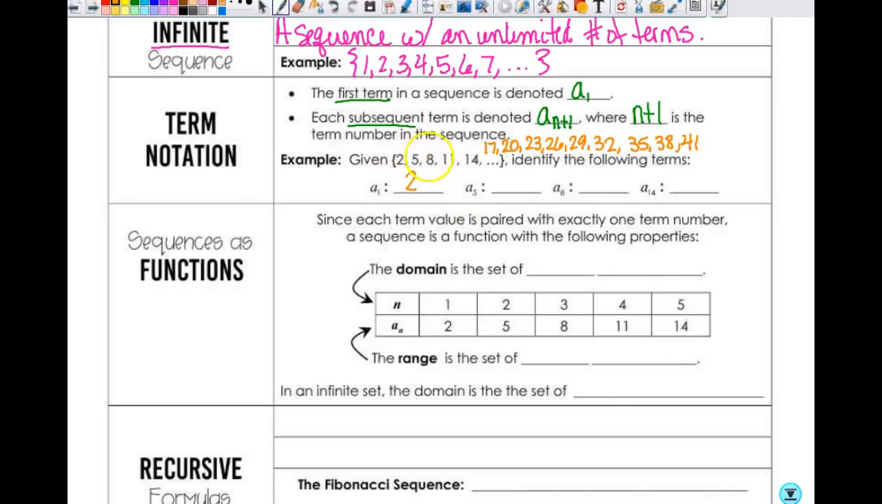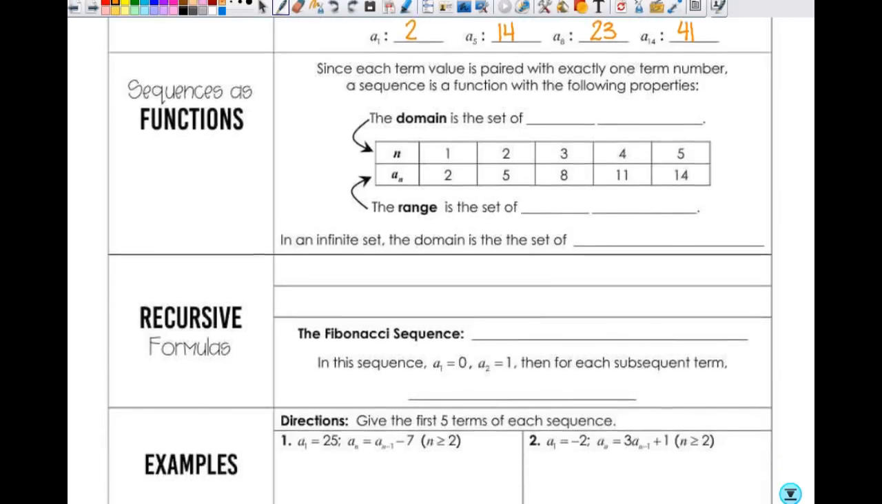All right, so A1, the first term is 2. A5 would be 1, 2, 3, 4, 5 would be 14. A8, 1, 2, 3, 4, 5, 6, 7, 8 is 23. And A14 is 41. Okay, so that's your term numbers. It's the number of the term in the sequence there.